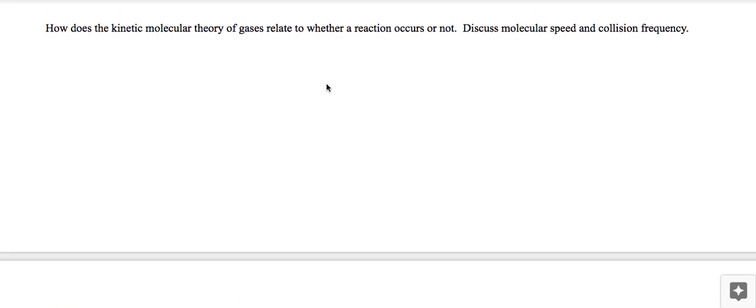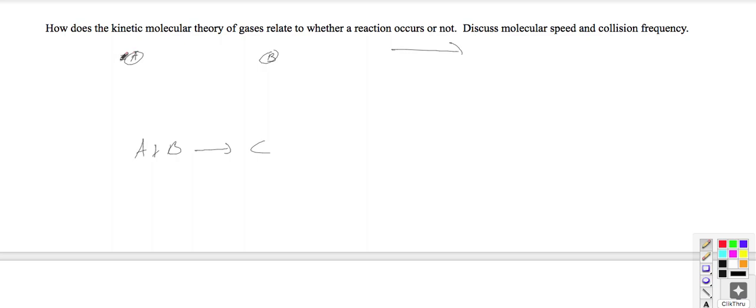How does the kinetic molecular theory of gases relate to whether a reaction occurs or not? And you're going to discuss molecular speed and collision frequency. I'll talk about stuff here, but I'm not going to write a whole lot of notes. Let's say that we have two gas molecules, A and B. And A plus B reacts to form C. So we have these gas molecules flying towards there, and these gas molecules flying this way. And these guys are going to collide with each other.